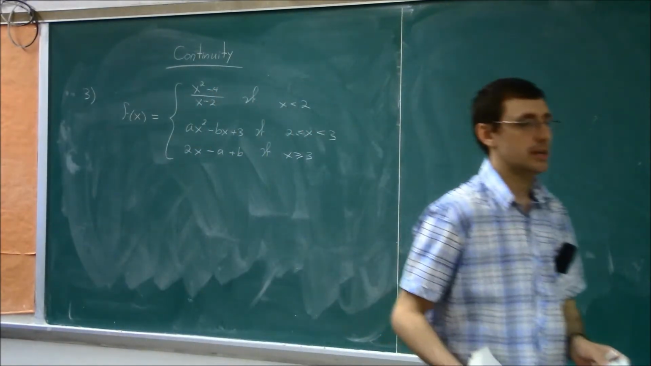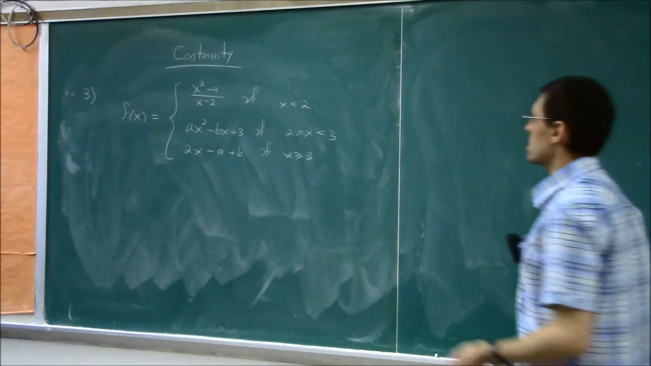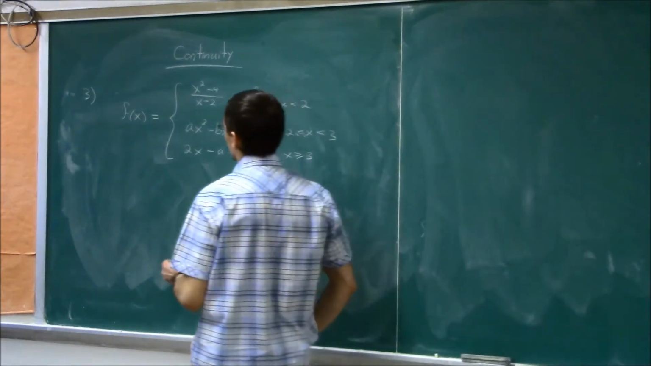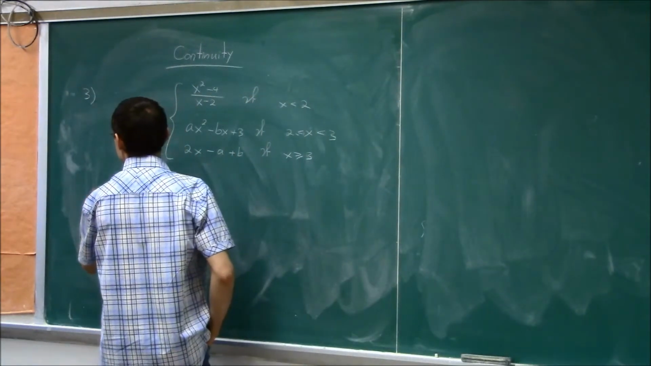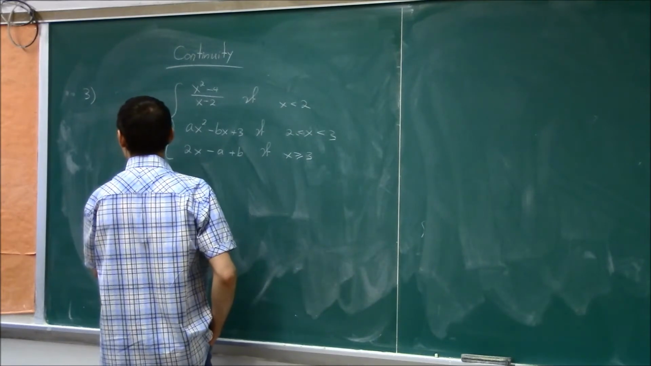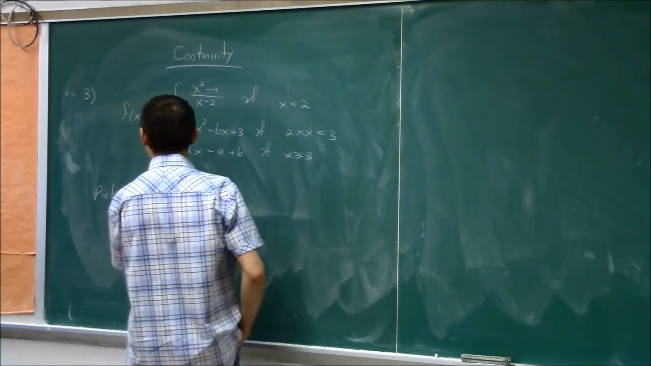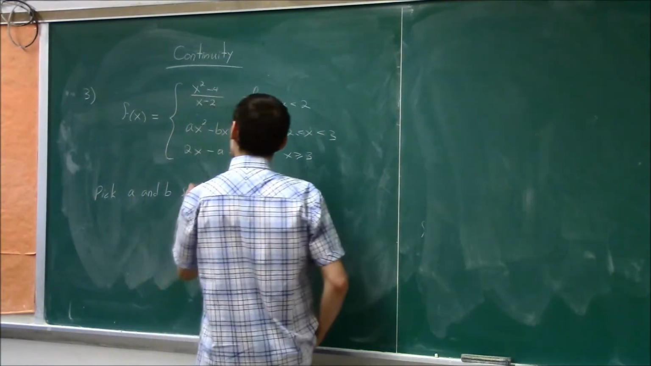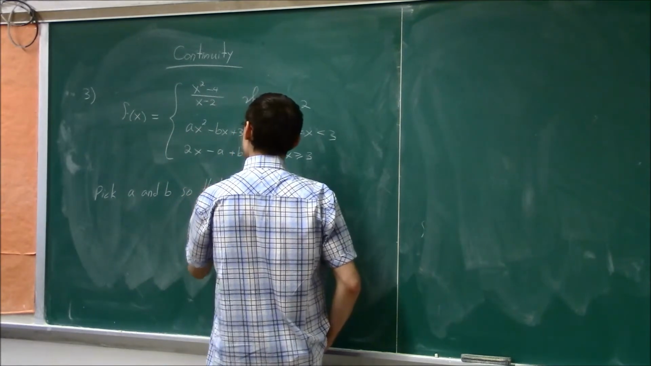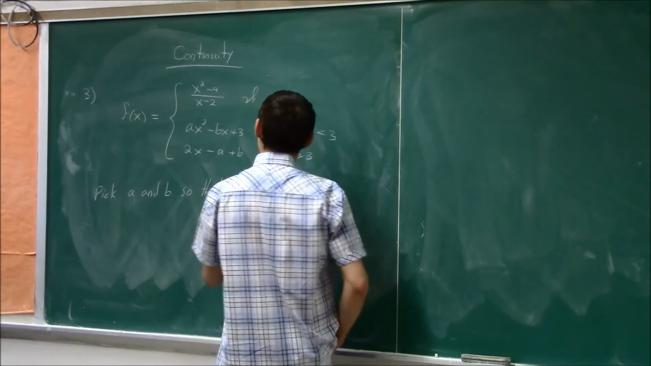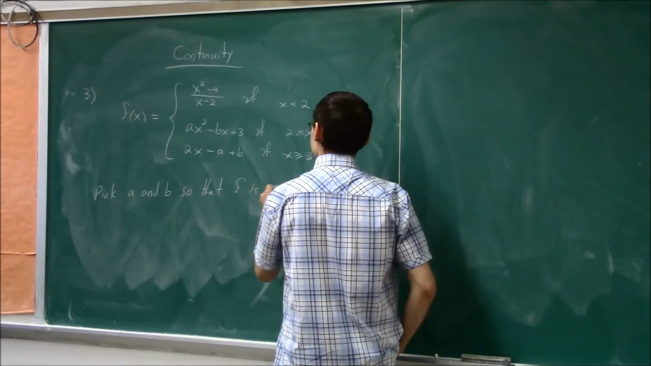So we need to choose a and b so that the function is continuous.